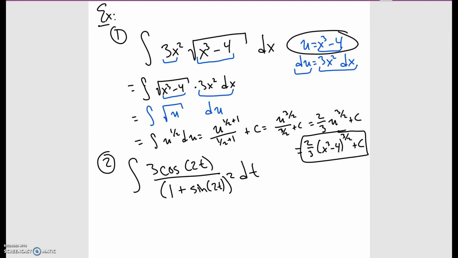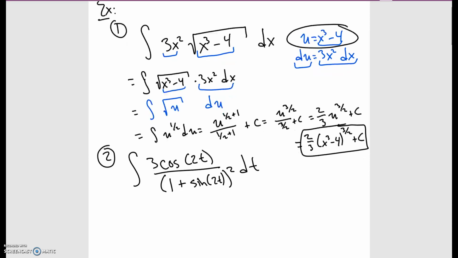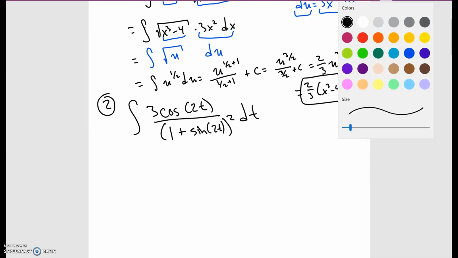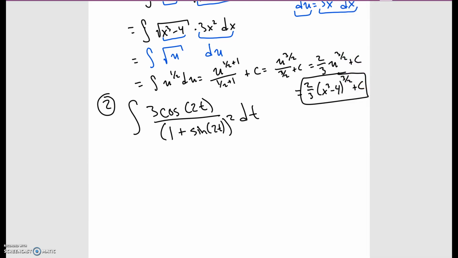Okay. All right, so let's try this other problem. This one's a little bit more involved. It looks kind of scary, but something that you might want to consider doing with these types of problems, especially when you have fractions, is that we can just bring it to the top the following way. So you can have the integral, I'm going to have 3 cosine of 2t.